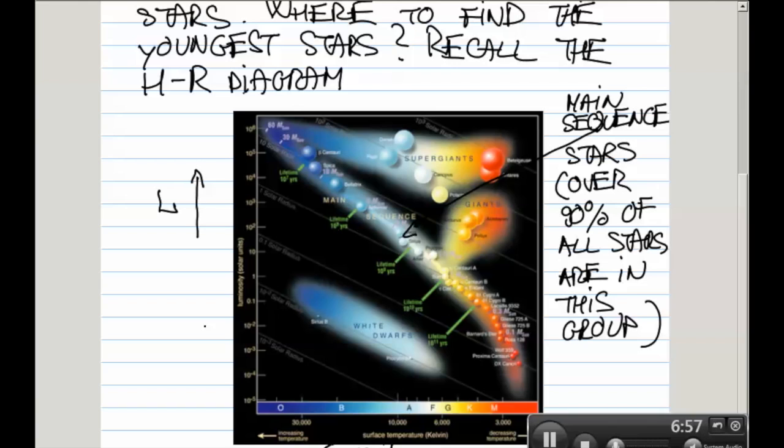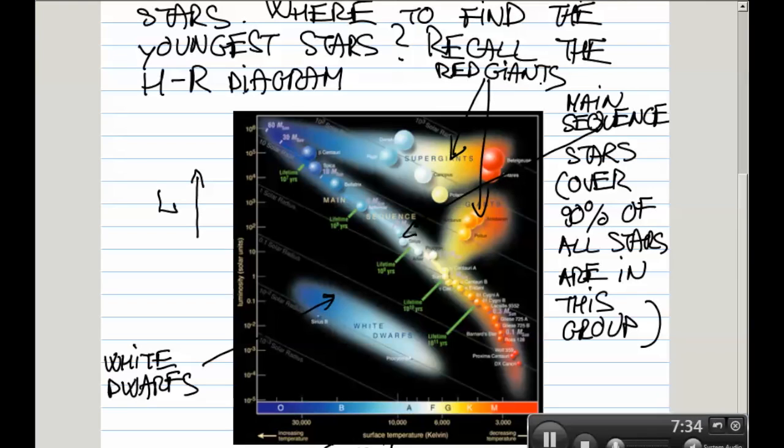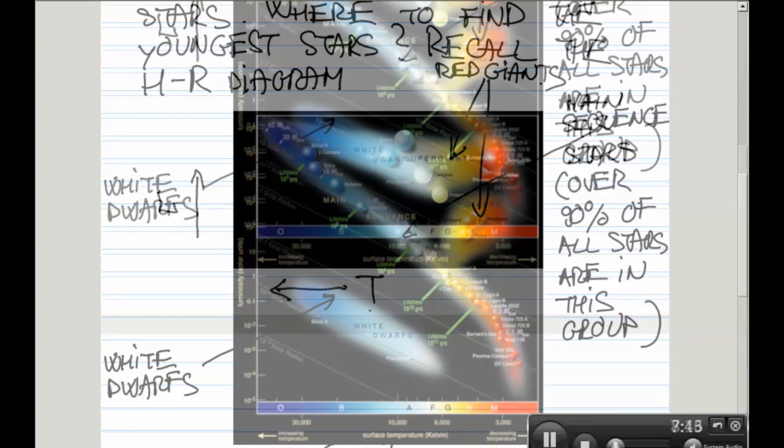There are two additional groups. I'll just comment on them for the sake of completeness. Here are the so-called white dwarfs. They are remnants of medium mass stars like our sun. And here we have the so-called red giants. Basically they are stars in the final stages of their life, when essentially all of the fuel has been used.